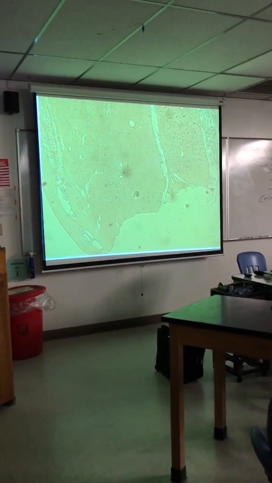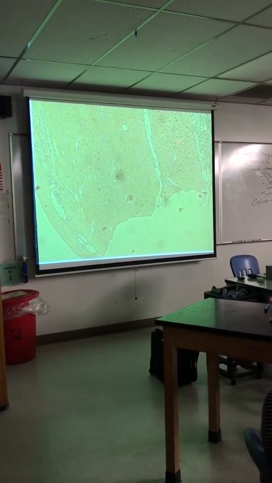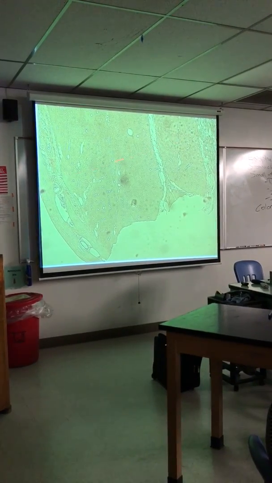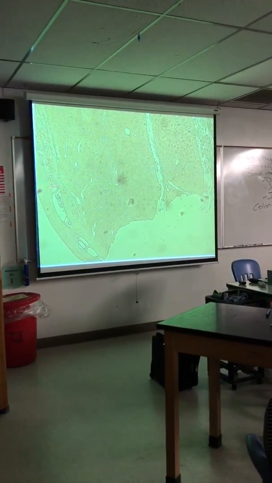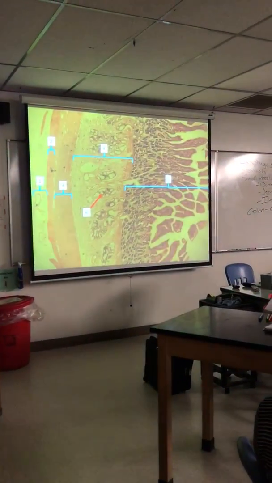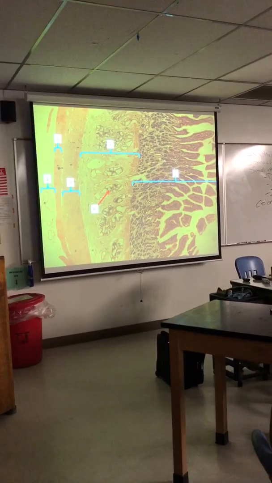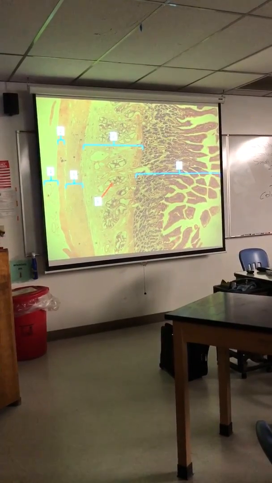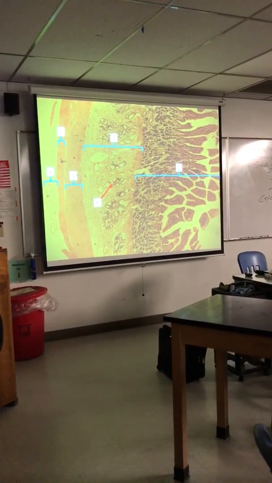Here's a closer up view of those 3 muscle layers. Oblique, longitudinal, oblique, circular, then longitudinal. Let's get that right. We're going to move on from stomach to small intestine, duodenum. So the reason why you can identify this as duodenum, look for number 6. Number 6 is the Brunner's gland.